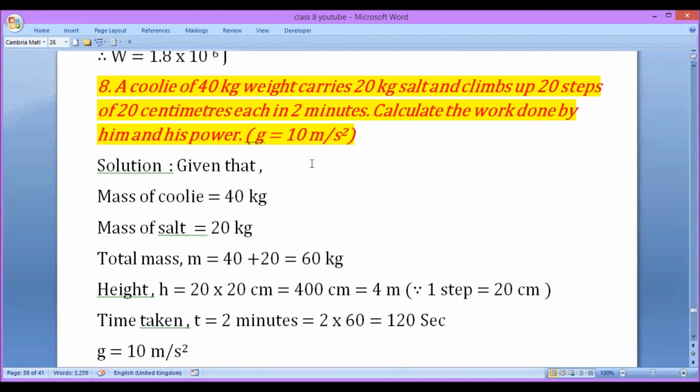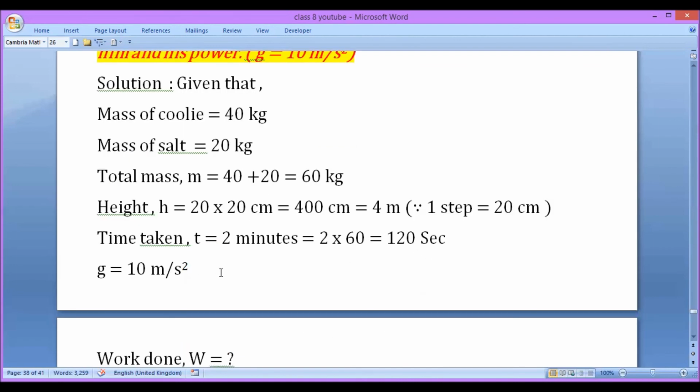Understood? These are the given values: mass of pulley, mass of sand, total mass, and height h is equal to 20 multiplied by 20, because one step is 20 centimeter, which is given in the question. 20 steps of 20 centimeter each, so 20 multiplied by 20 is equal to 400 cm. Time taken t is equal to 2 minutes, which is 2 multiplied by 60, equal to 120 seconds.